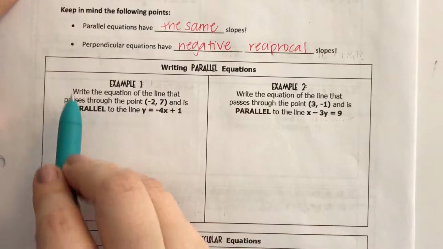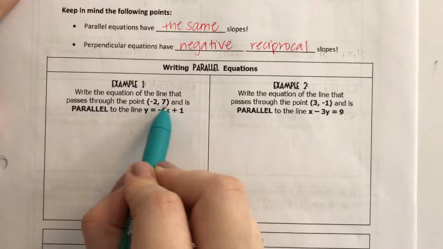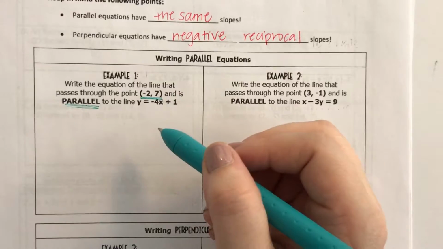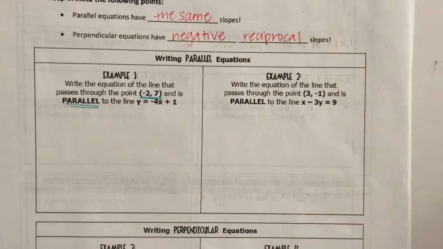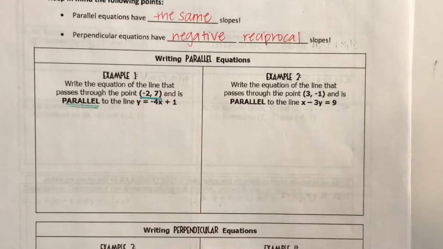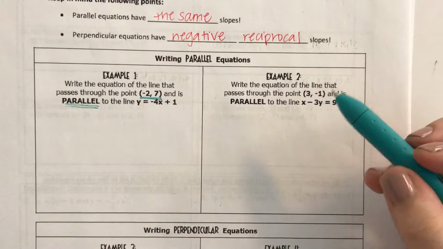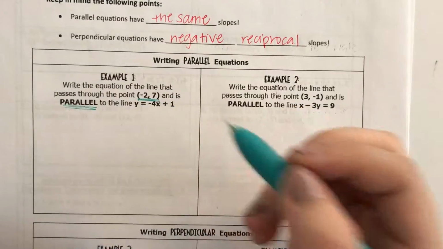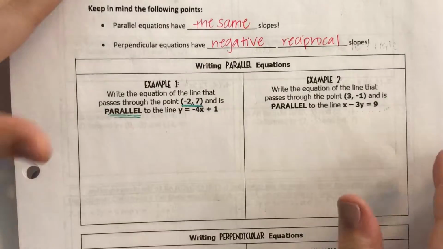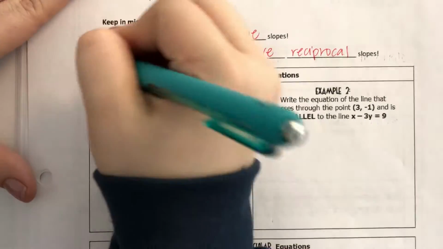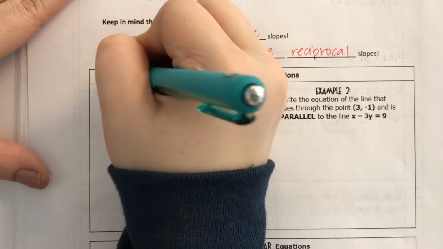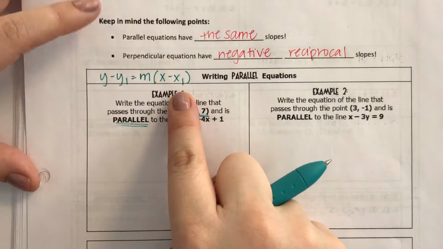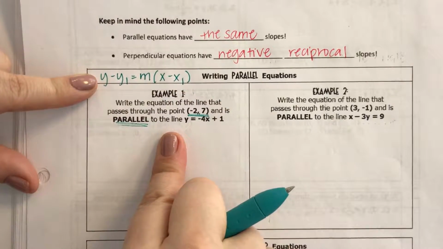So let's do it. Write the equation of the line that passes through the point, this point, and is parallel to the line y equals negative 4x plus 1. If it is parallel, it needs to have the same slope. So what formula do we use when we're trying to find a line that has a point and a particular slope? Point-slope form, okay? If you remember from concept 7, point-slope form is y minus y1 equals m times x minus x1. We are going to use this to solve this problem, okay?